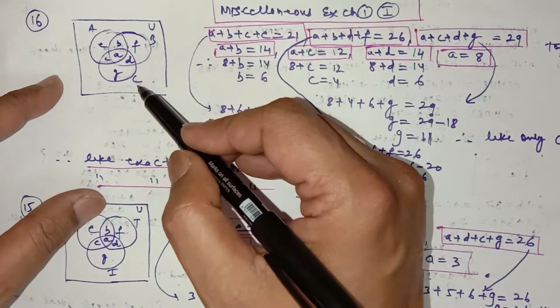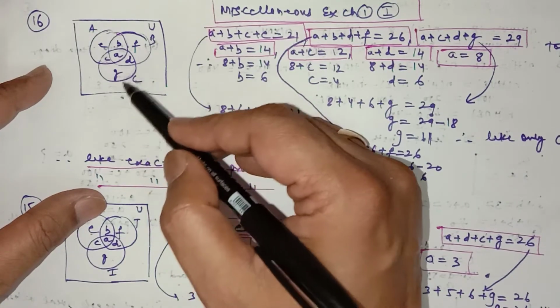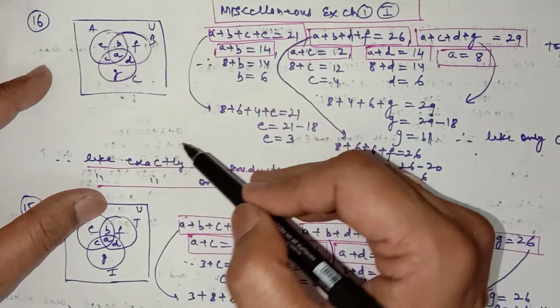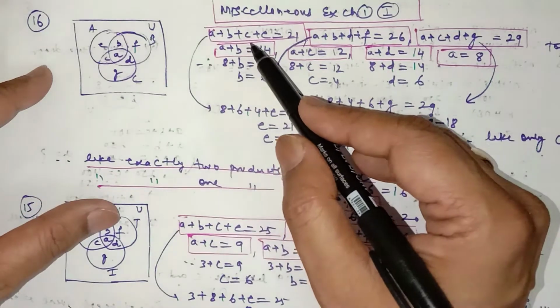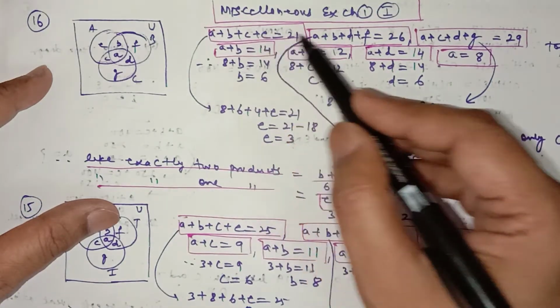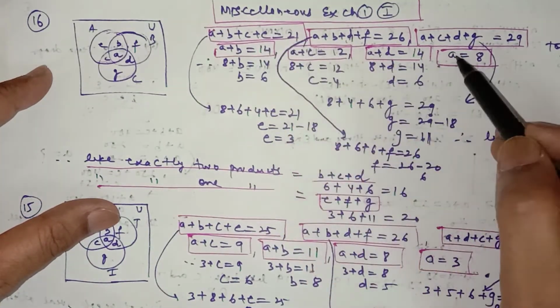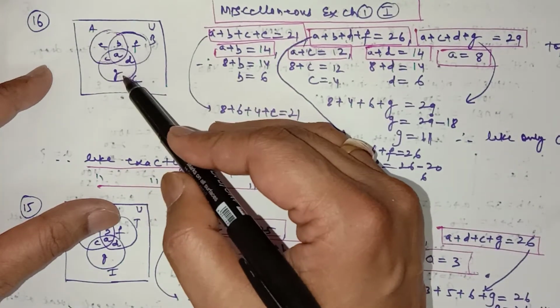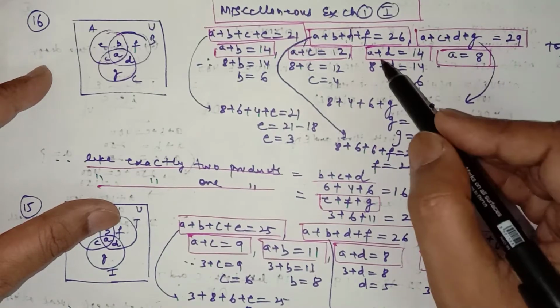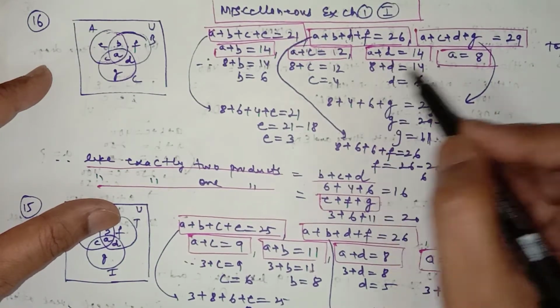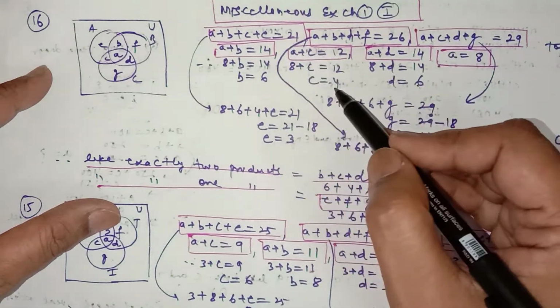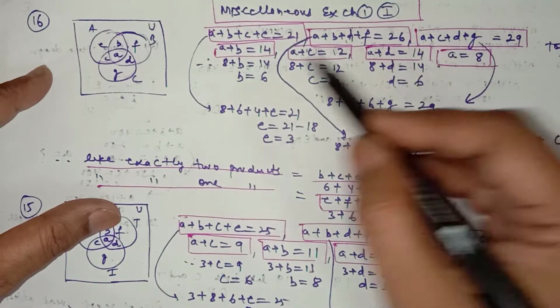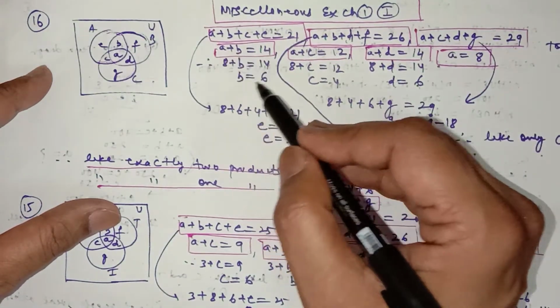The number of persons who like product C only is G, so you have to find the value of G. How many data are given? 1, 2, 3, 4, 5, 6, 7. Now you can find all the values of A, B, C, D, E, F, G. If you replace the value of A in this, you will get the value of D. If you replace the value of A as 8, you will get the value of C, and here you will get the value of B.